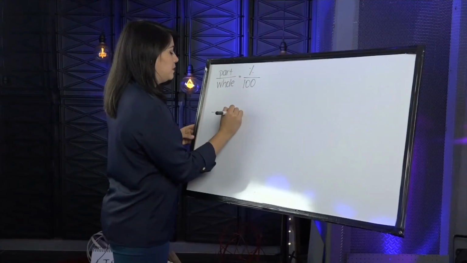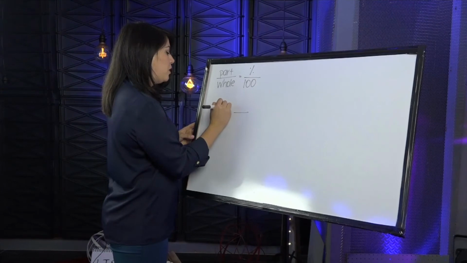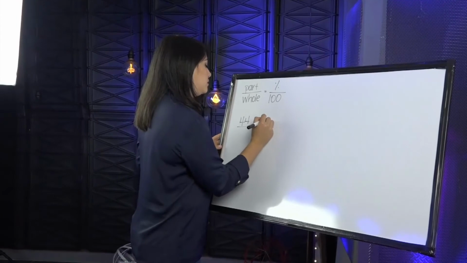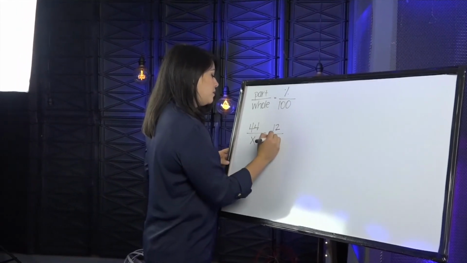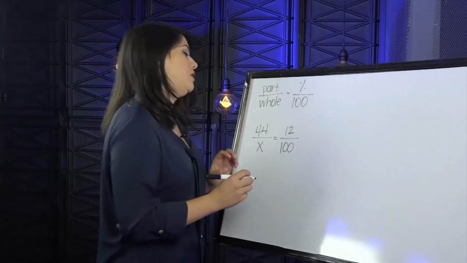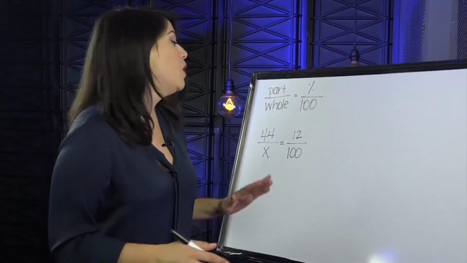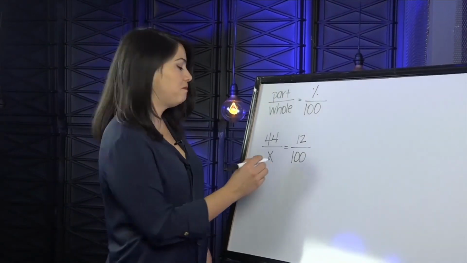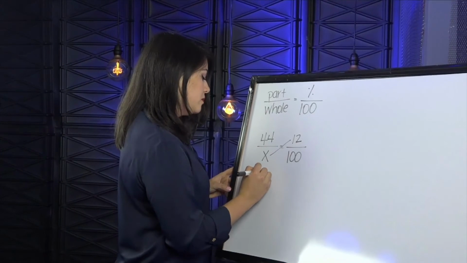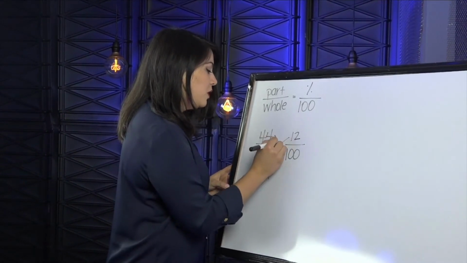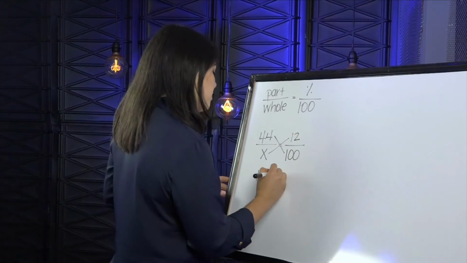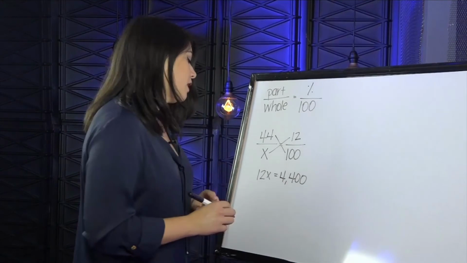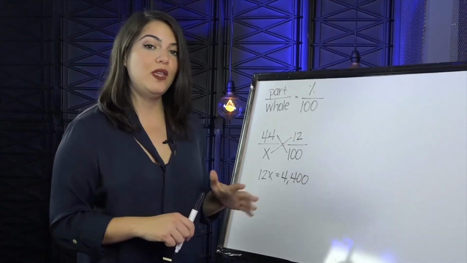So, like I told you, 44 is our part. We know our percent is 12. We don't know our whole, but we do know that 100 always goes down here. So like I've told you before, whenever we have two fractions that are equal to each other, we can cross multiply them. So let's go ahead and do that. So x times 12 is 12x. And 44 times 100 is 4,400. So let's go ahead and divide by 12 so that we can isolate the x.